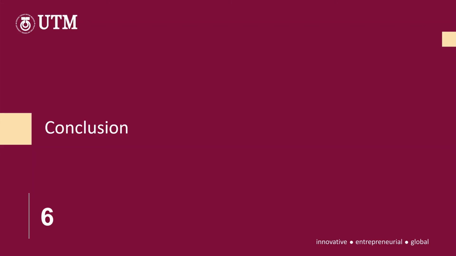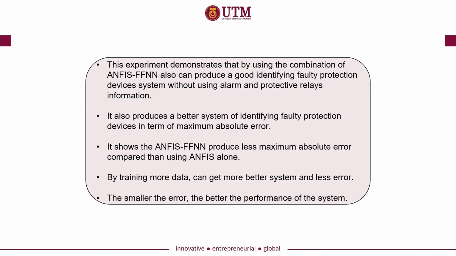The conclusion for this work is that identification of a faulty protection device in a power distribution system is very important for increasing the quality and the reliability of the system. This experiment demonstrates that the combination of ANFIS-FFNN can also produce a good system for identifying faulty protection devices without relying on alarm and protective relay information. The result shows that the ANFIS-FFNN method is reasonably accurate in identifying faulty protection devices when properly designed for a selected distribution system.